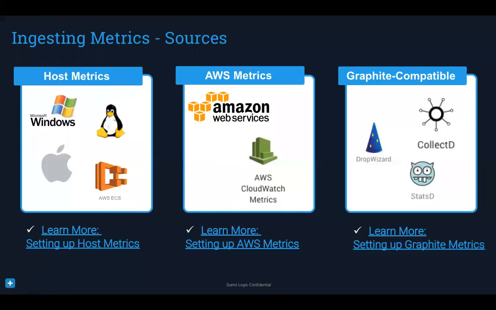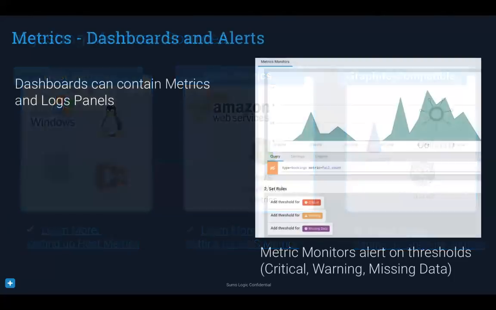And you must be wondering, what metrics can I bring in? Well, in short, there are three main types of metrics that we bring into Sumo. Host metrics: anything that is from your host, we can grab those metrics and bring them in, like that CPU and memory that you saw me look at. AWS metrics: AWS sends all its metrics to CloudWatch, and we can then grab all those AWS metrics from CloudWatch straight into Sumo. And the last one is if you have any Graphite compatible metrics, so collectd, StatsD, Dropwizard, we can grab those Graphite formatted metrics straight into Sumo as well and view those within Sumo.